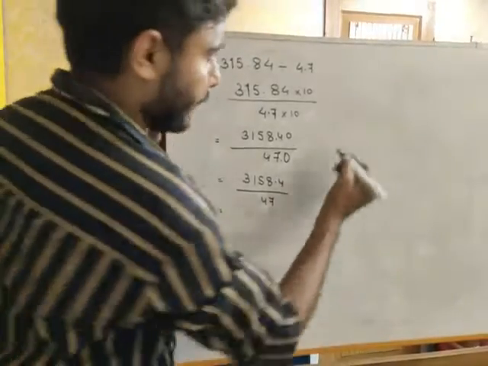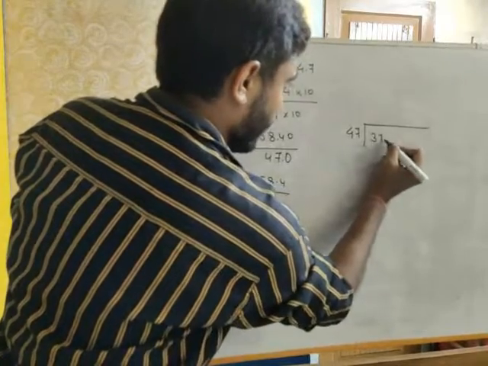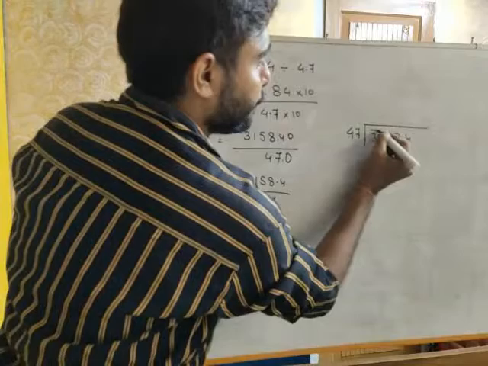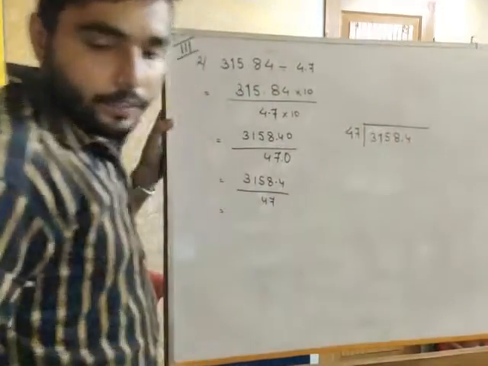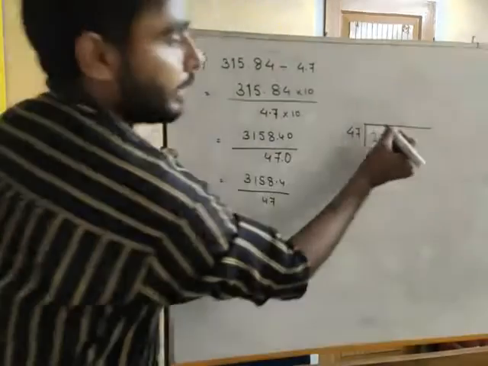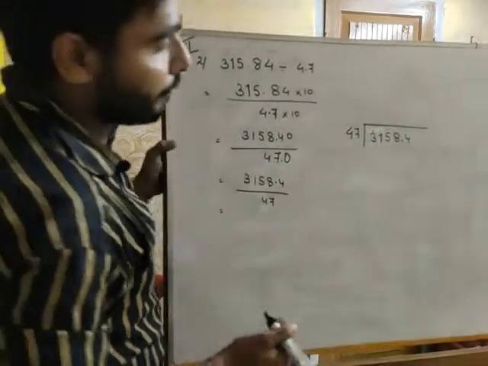So now we will divide it. 47 will divide 3158.4. The first two digits are 31. Can you see 31 in the table of 47? No. So I will take the first three digits. Okay, so this is 315.